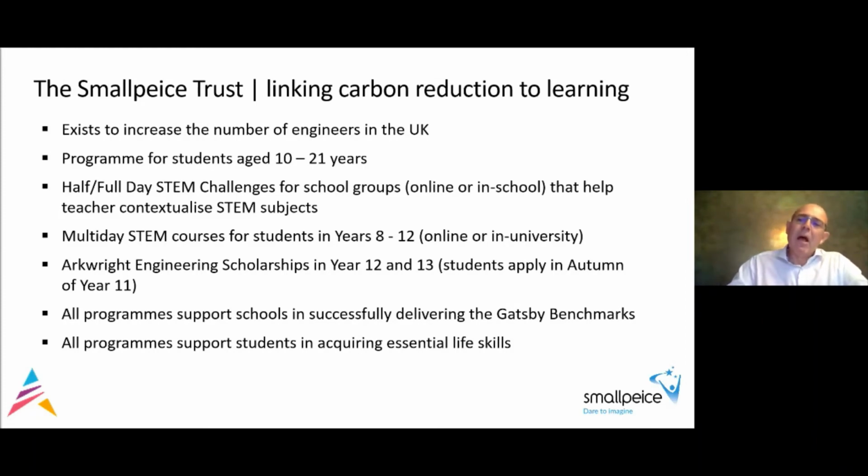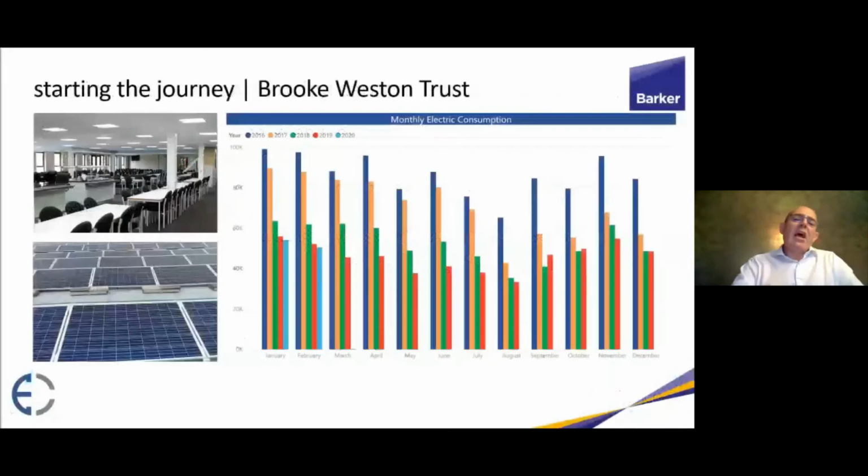We've been working with trusts for a number of years on this journey, and some of the trusts have already started on that journey. We've been working with Brooke Weston since 2016 in Ormiston on their carbon reduction journey as part of the Matt Loan pilot that we did. And Brooke Weston have already reduced their carbon footprint by 50% in some of their academies, and that's 12 years ahead of the government target. And that was in many respects with minimal investment in their estate, so it can be done.